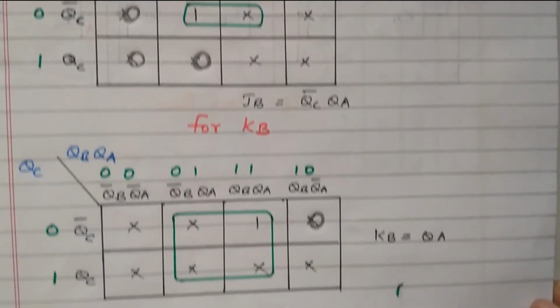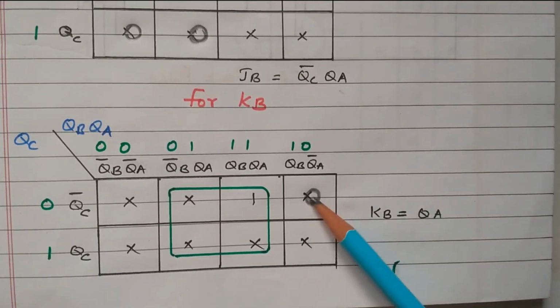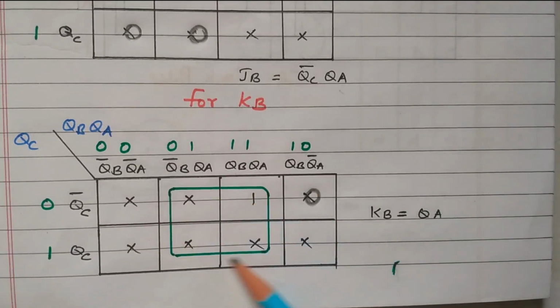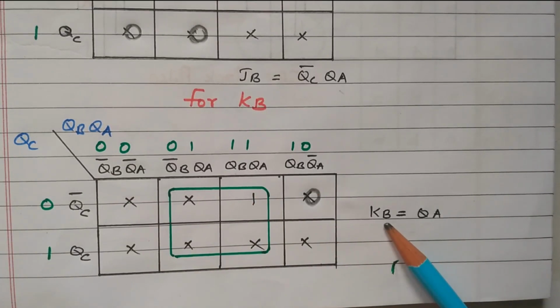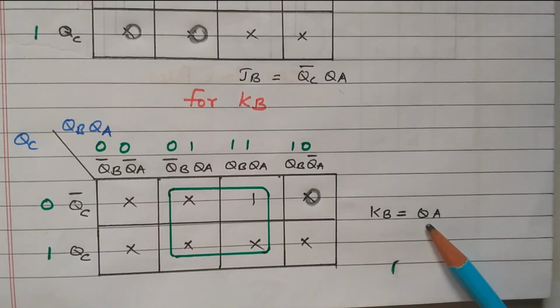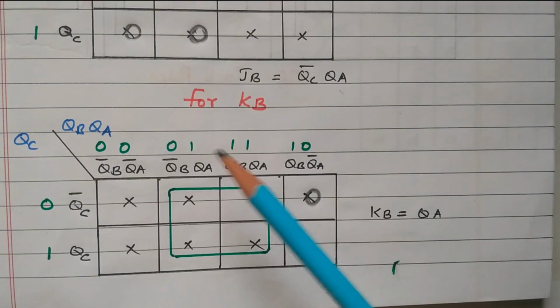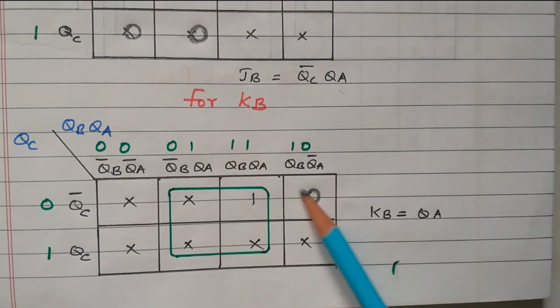Similarly KB also, this is 0. So we are not able to combine all 8 cells. Only we can combine these 4 cells. So we got KB also, KB is QA, right? So there is a small correction. So here this is 0. Otherwise we could combine all 8 cells. Because of the 0 we are not able to combine.